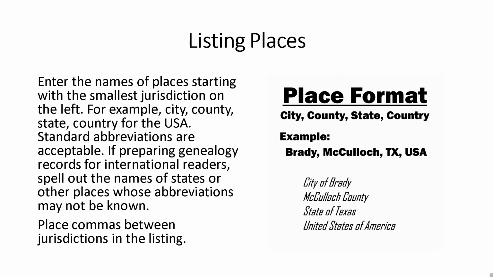Listing places. Enter the names of places starting with the smallest jurisdiction on the left. For example, city, comma, county, comma, state, comma, country for the USA. Standard abbreviations are acceptable. If preparing genealogy records for international readers, spell out the names of states or other places whose abbreviations may not be known. Place commas between jurisdictions in the listing.